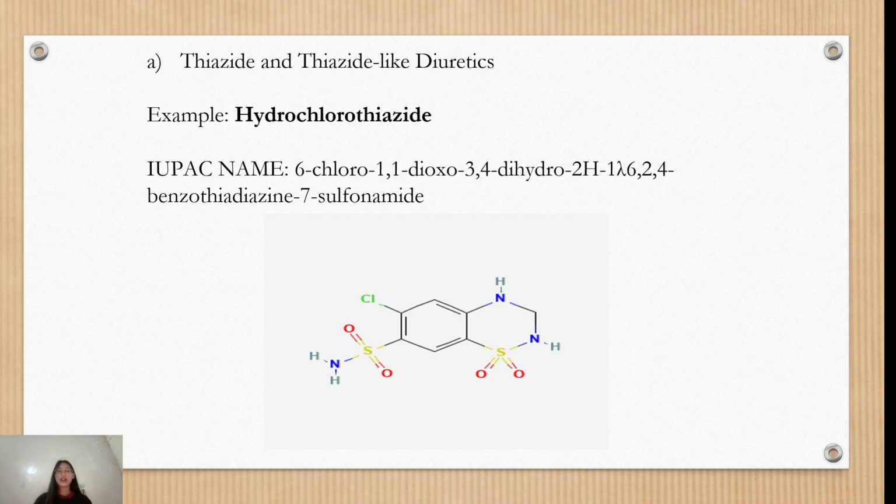Example here is hydrochlorothiazide. IUPAC name is 6-chloro-1,1-dioxo-3,4-dihydro-2H-1λ6,2,4-benzothiazine-7-sulfonamide. So here is the structure of hydrochlorothiazide.